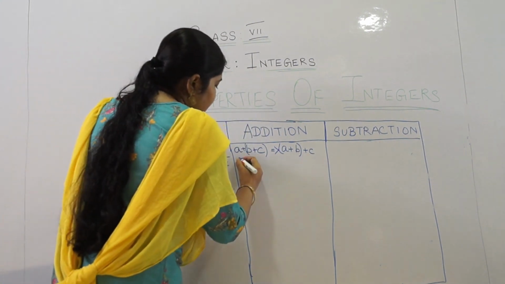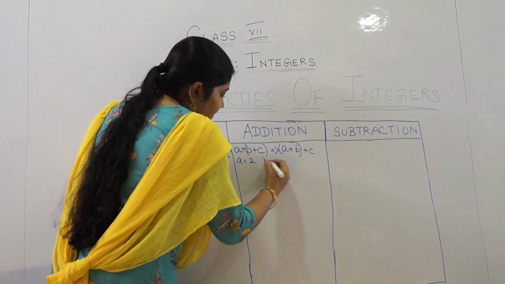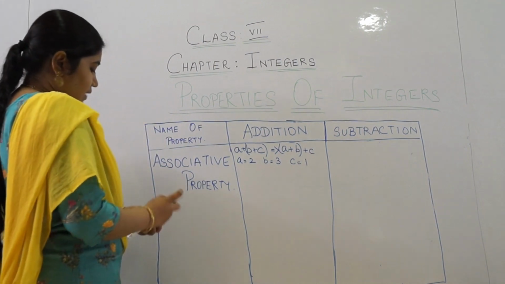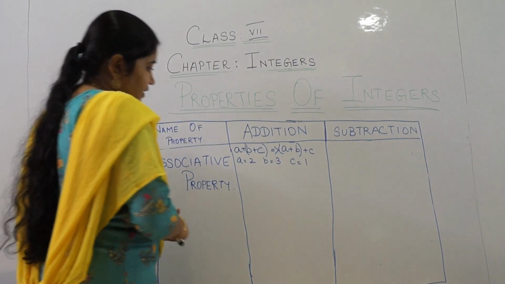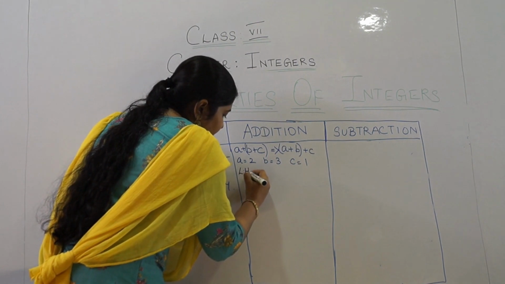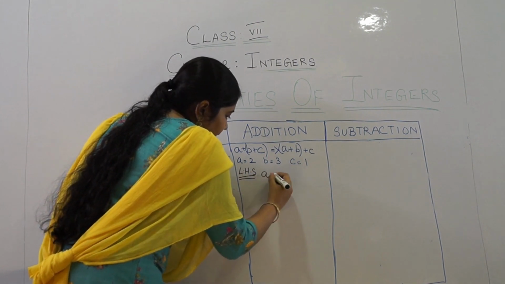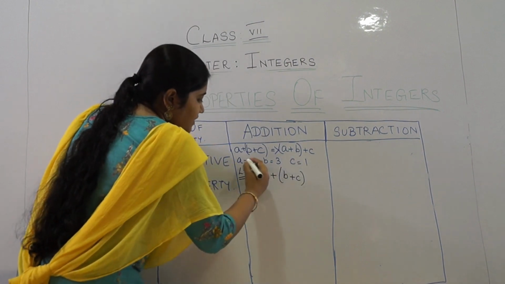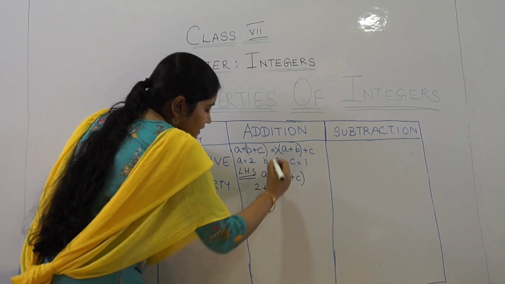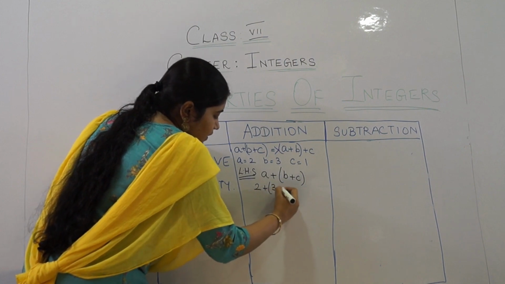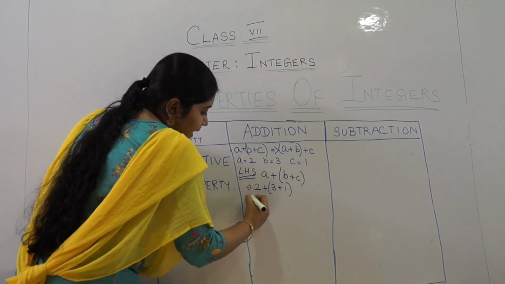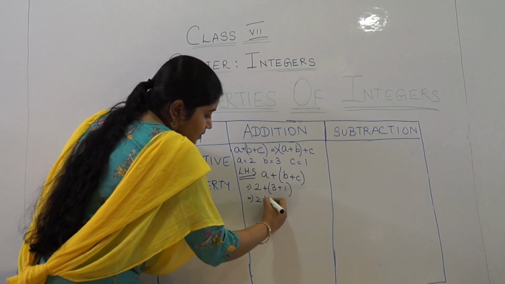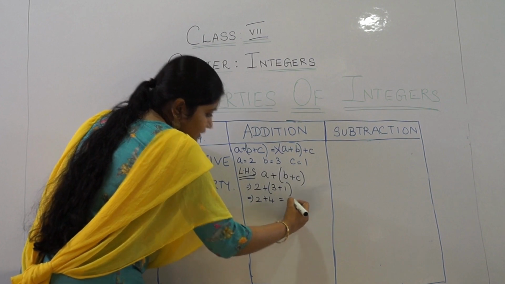Now let's take A to be 2, B to be 3 and C to be 1. Now what is my LHS over here? My LHS is nothing but A plus (B plus C). What is my A? 2 plus (B plus C), so 3 plus 1. Whatever is in the bracket should be solved first. So 3 plus 1 is 4, so it is nothing but 2 plus 4, which equals 6.